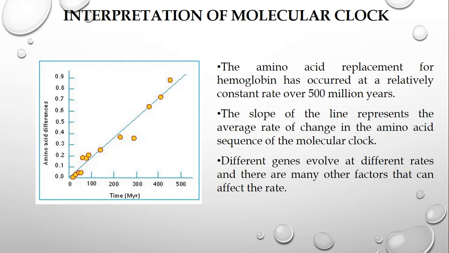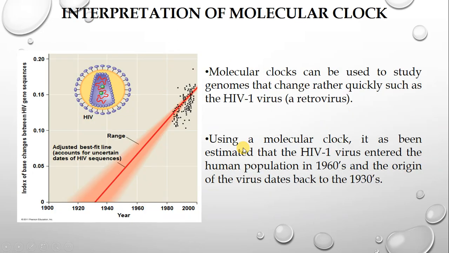Okay, let me give you an example. For example, this is hemoglobin, and it's the data from 500 million years, sorry, on the x-axis, and this is the amino acid sequences. If you see, it's a reasonably constant pattern or constant rate. These are actually the mutations or the changes that have happened. So someone has grouped all this data.